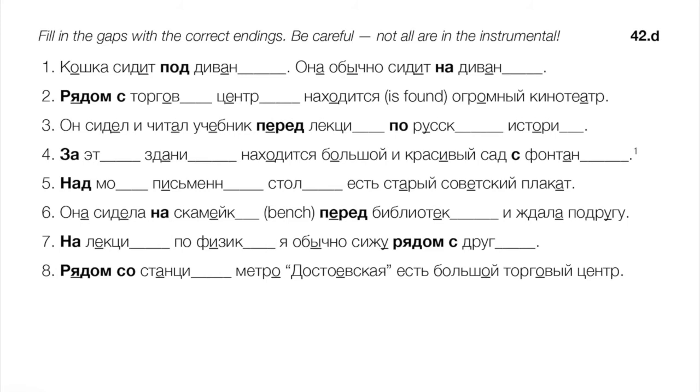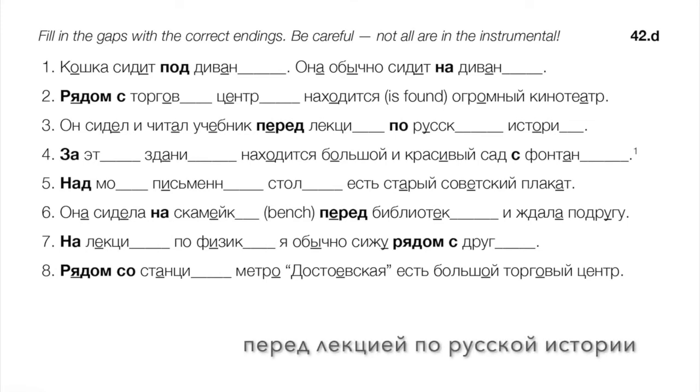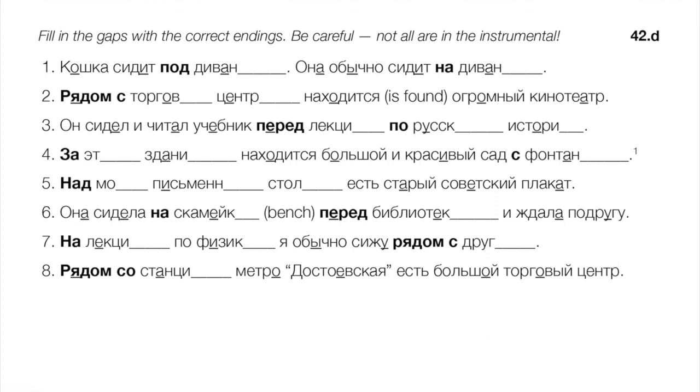3, he was sitting and reading a textbook in front of, literally, but temporally here, before the lecture. And what kind of lecture? It was in Russian history, right? So we'd say in English, before the Russian history lecture, he was sitting and reading his textbook. Он сидел и читал учебник перед лекцией по русской истории, right? Dative there after the по.